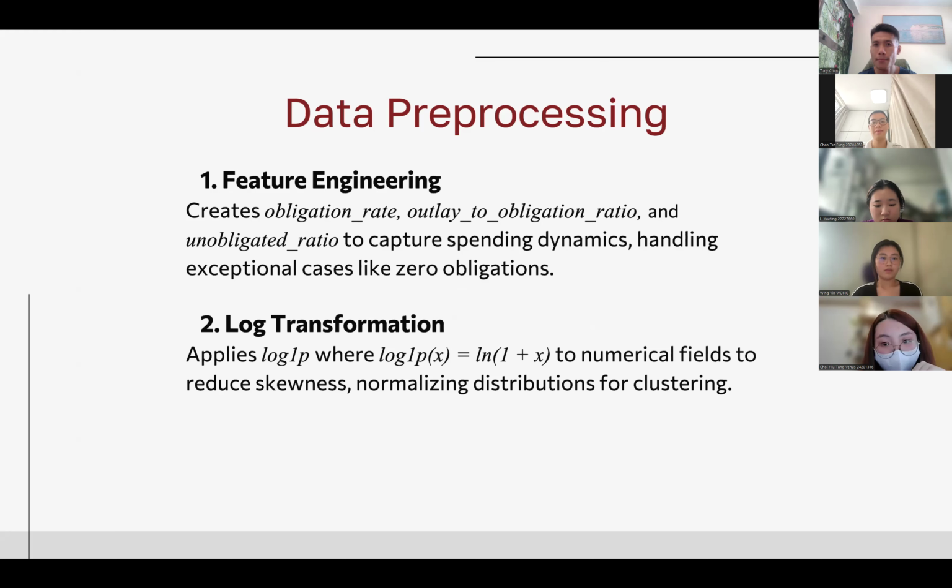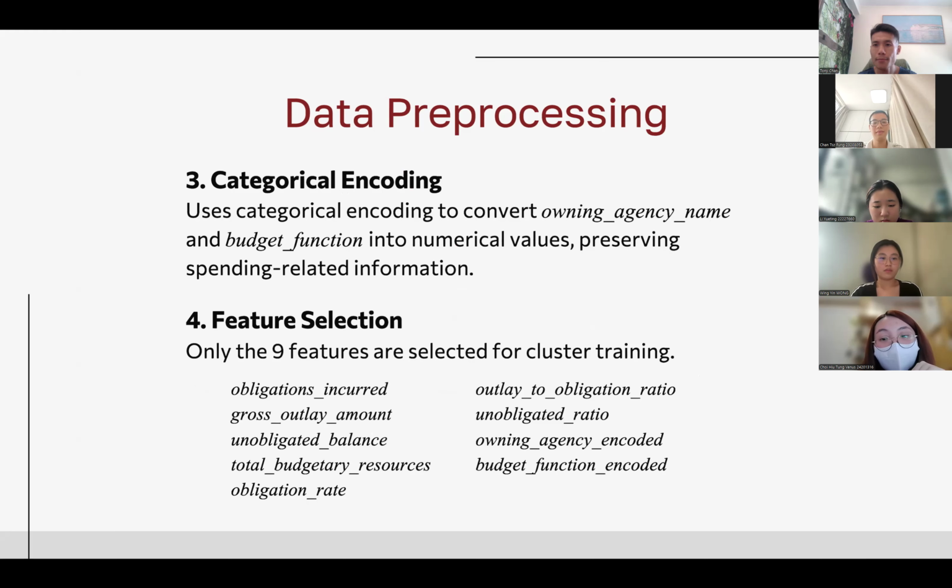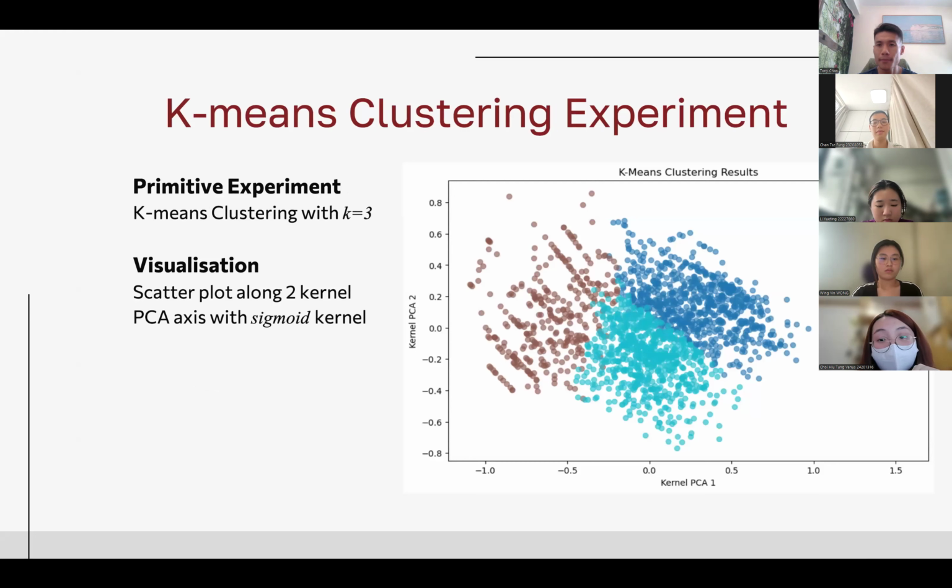The next line is step three, which is to run the categorical encoding to convert strings to number values. The next step is to select features for tuning. In the next line, an experiment using k-means clustering with k equals 3 is done. The result is plotted along the PCA axes.